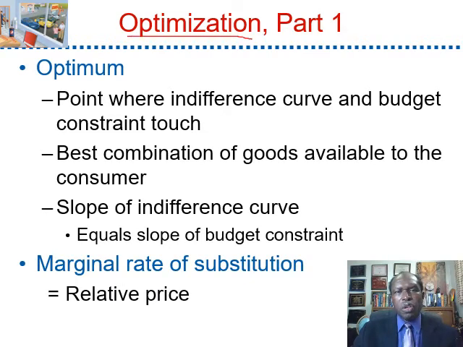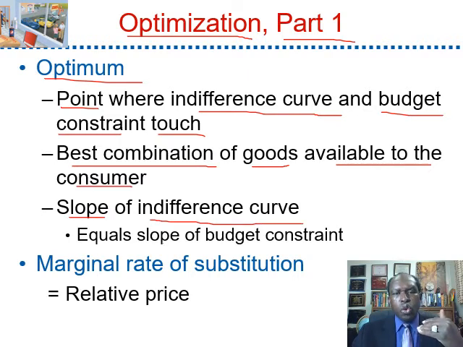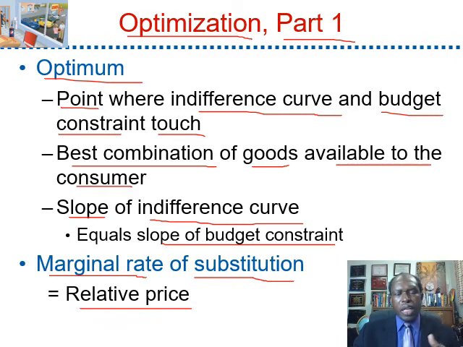So, optimization, part 1. What is the optimum? The optimum is a point where the indifference curve and the budget constraint touch. It's a point where the indifference curve and budget constraint are tangent. It's the best combination of goods available to the consumer. So the slope of the indifference curve is equal to the slope of the budget constraint at the optimum. The marginal rate of substitution equals the relative price of the two goods.